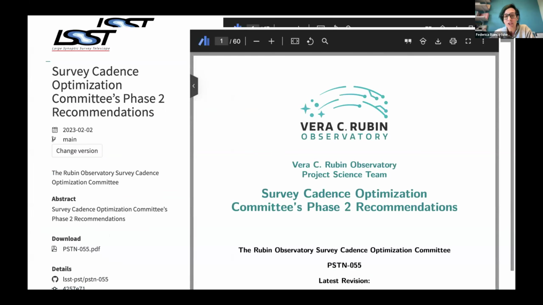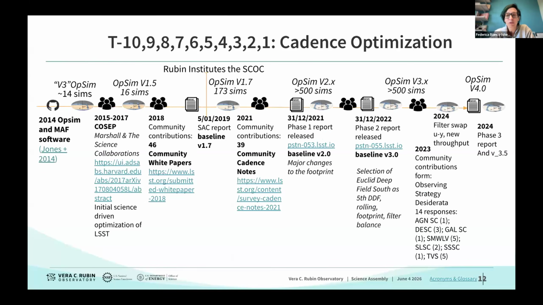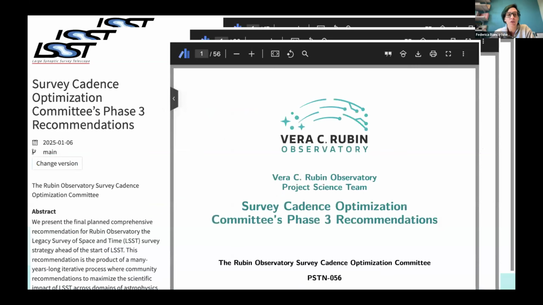Phase 2 recommendation in 2023, a lot more people involved, a lot more simulations done, hundreds of simulations, hundreds of metrics at this point available. And phase 3 recommendation was the latest, at the beginning of 2025. This was designed as the recommendation for the beginning of the survey strategy. But in 2025, when this recommendation was delivered, we still didn't have as sophisticated a knowledge of the system as we have now. So we envisioned it as subject to changes as we paid attention to the system performance.